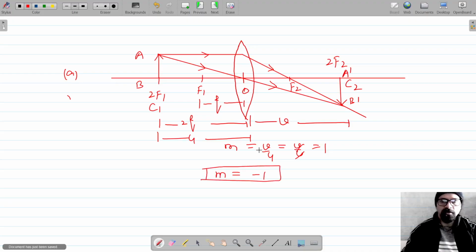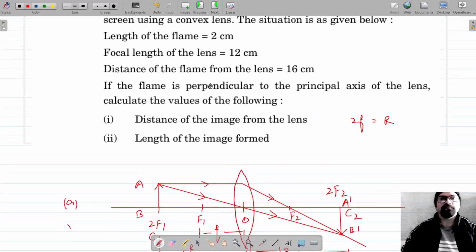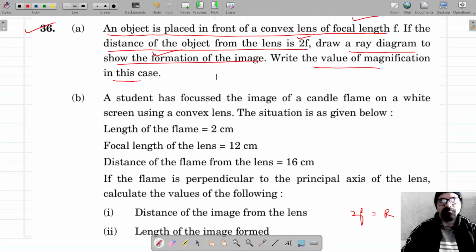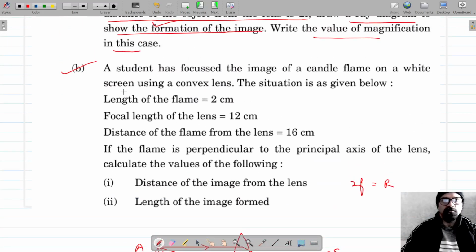Negative is for the inverted image. That means the image is inverted, and 1 means it is equal to the size of the object. So you can write down the magnification with the negative sign for the inverted image and 1, which means the image distance is equal to the object distance. Okay, write the value of the magnification. So that was part A, let's move on to B now.